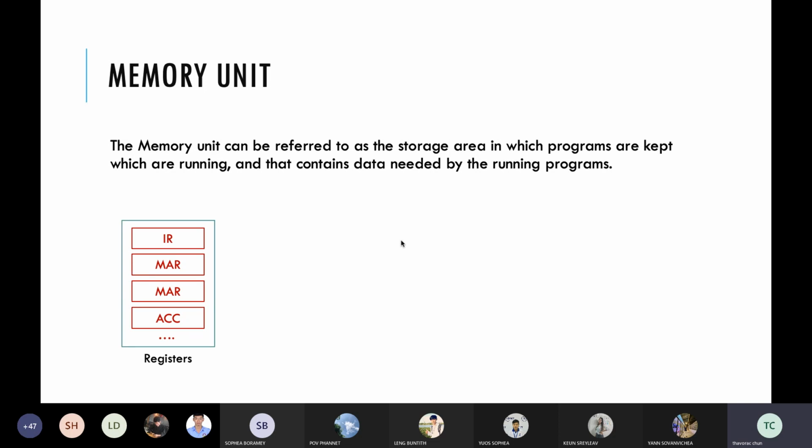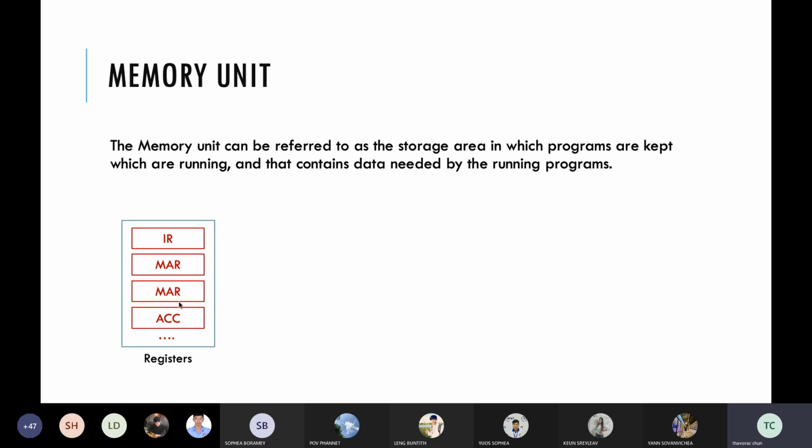Like I said before, we have IR, we have MAR, MDR. I forgot to change this; actually, this one is MDR. And we have the accumulator and so on. So there are many more registers, and registers are the memory units located inside a CPU. Each register has its own functionality.